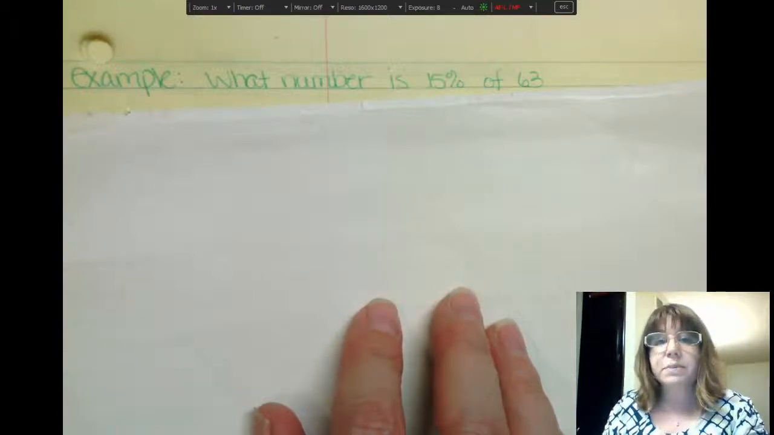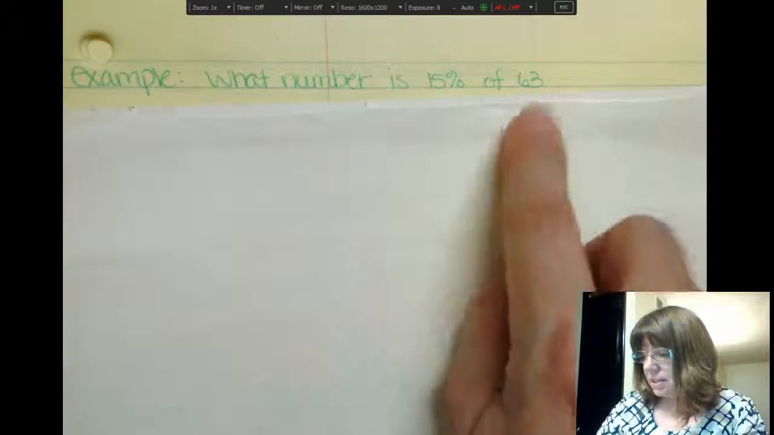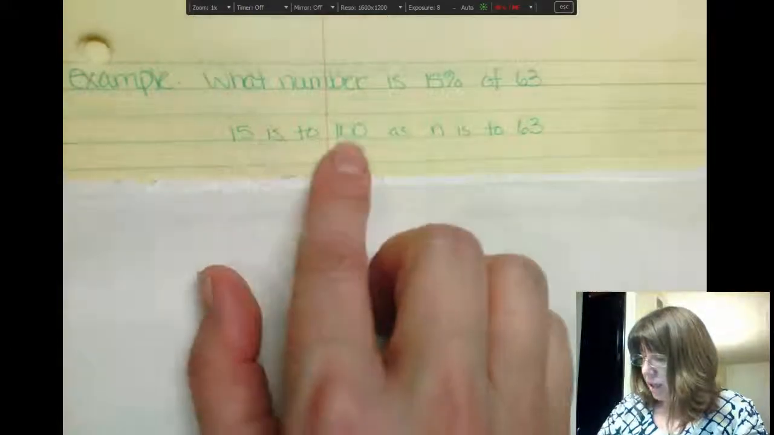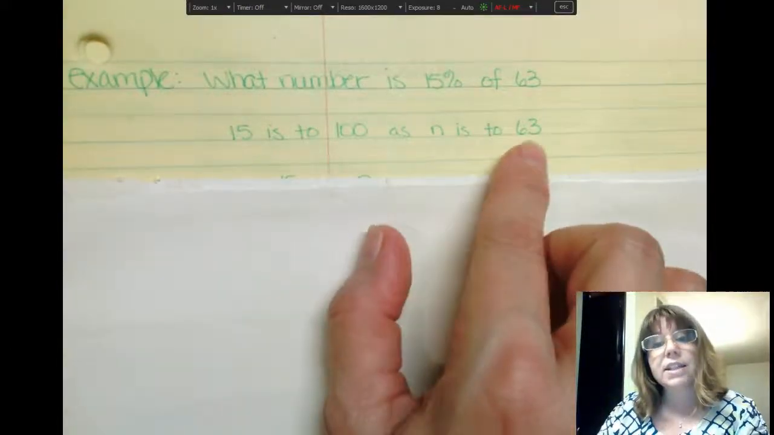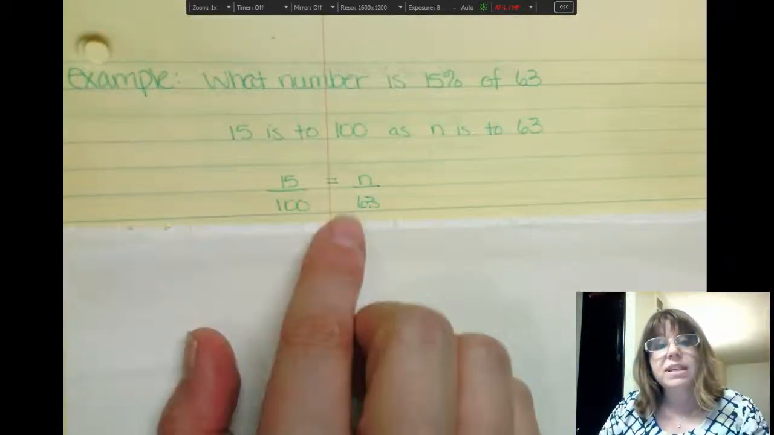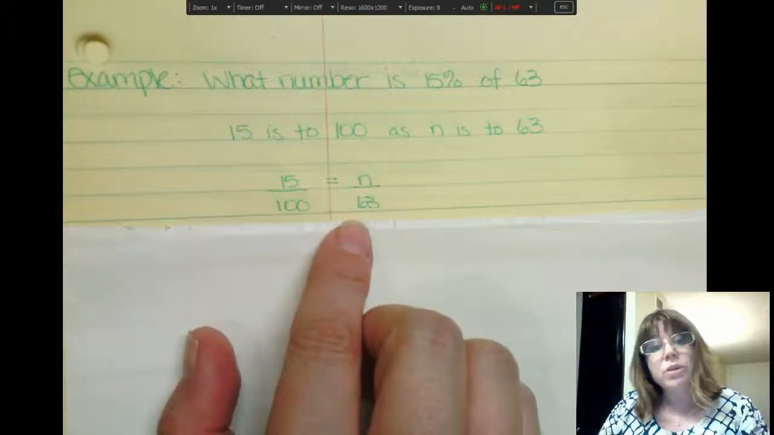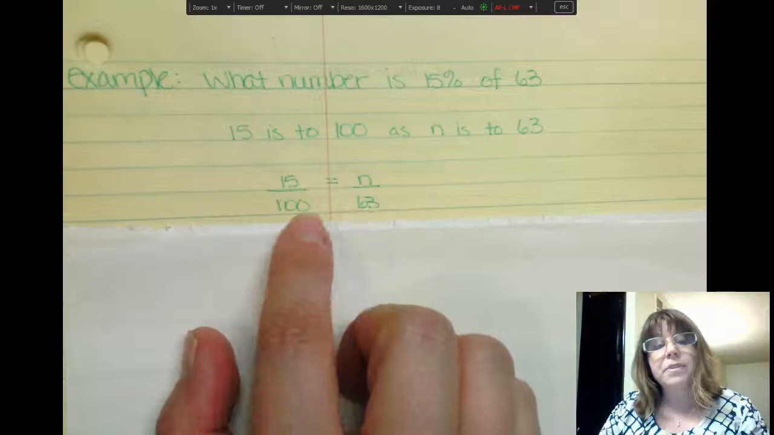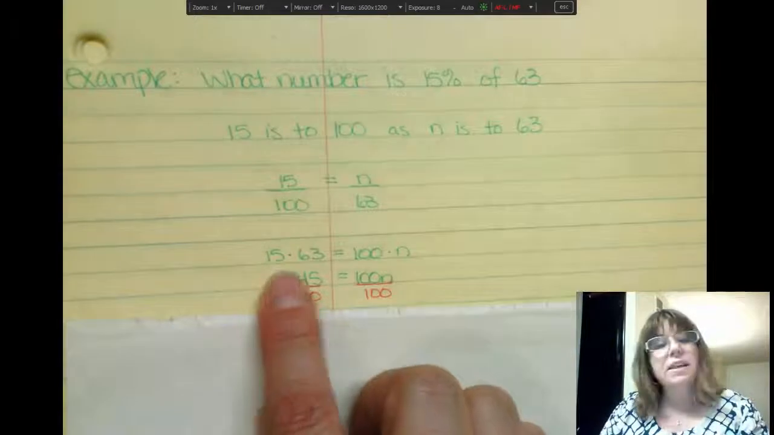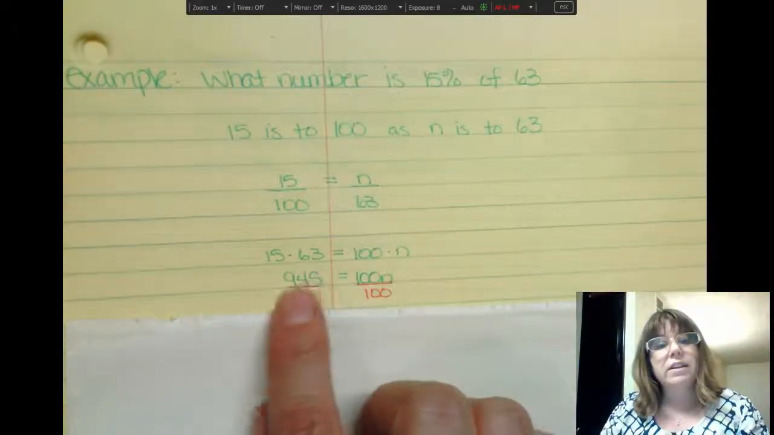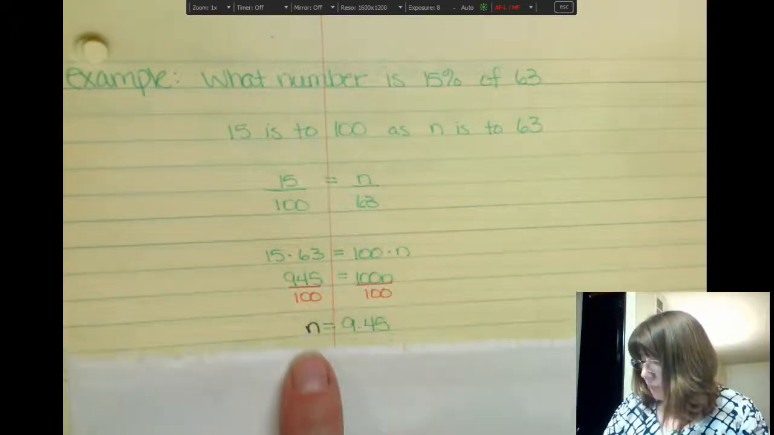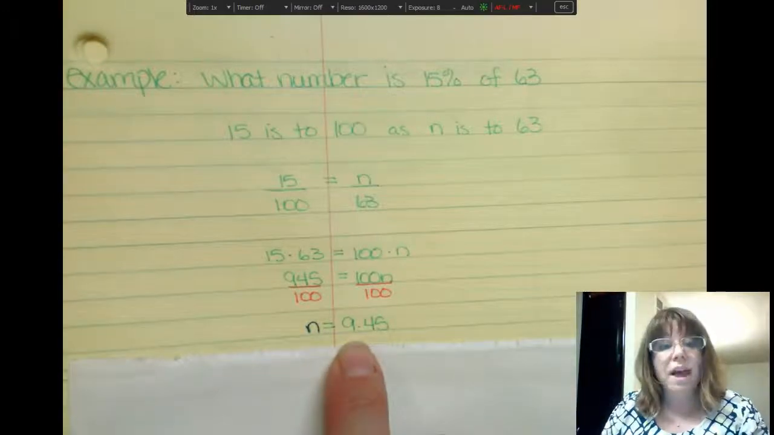What number is 15% of 63? 63 is our base, 15 is our percent, so we'll set it up as 15 is to 100 as n is to 63. Therefore, 15 over 100 equals n over 63, and with proportions we're going to cross multiply and then solve for n. So as we do that, 15 times 63 equals 100n, 945 equals 100n, divide both sides by 100, and our result is still 9.45.